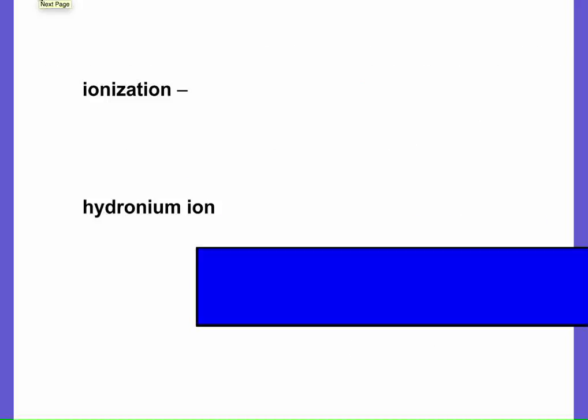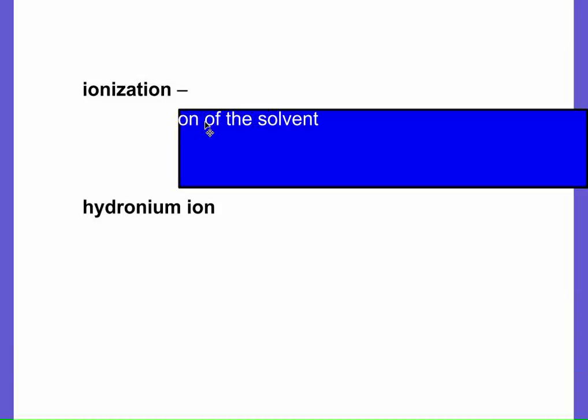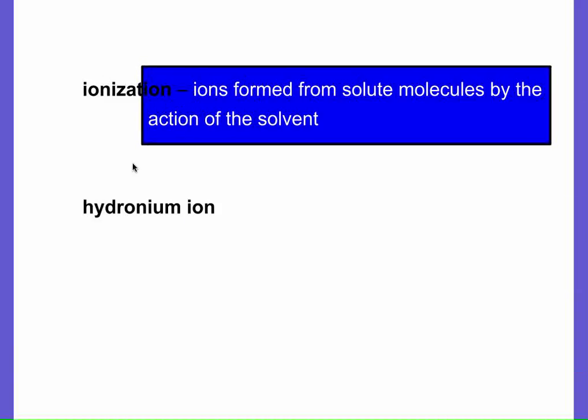Alright, so we're also going to talk about ionization, because you can also form ions in different ways. It doesn't have to start out as an ionic compound that dissolves in water. It could also be an extremely polar compound that becomes ions as a result of the action of that solvent, because that water is really attracted to the parts in that molecule.